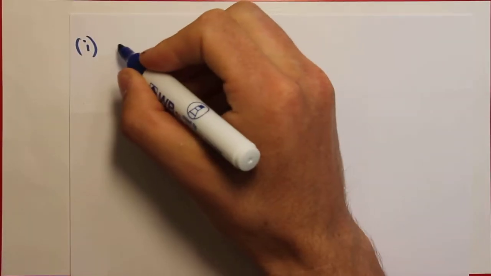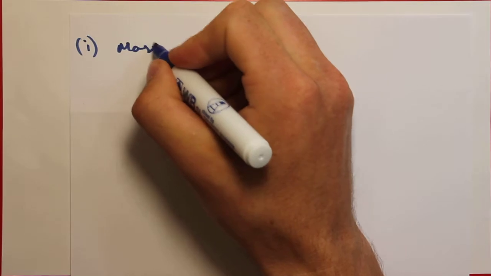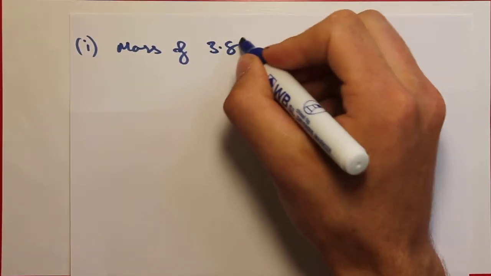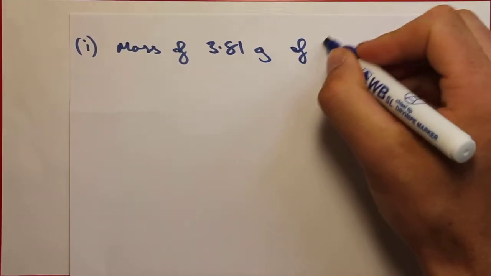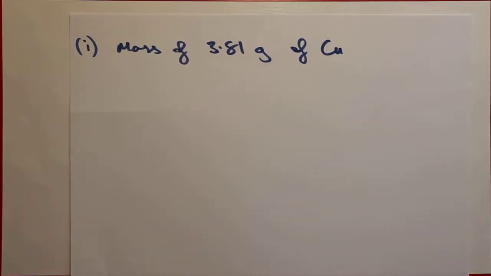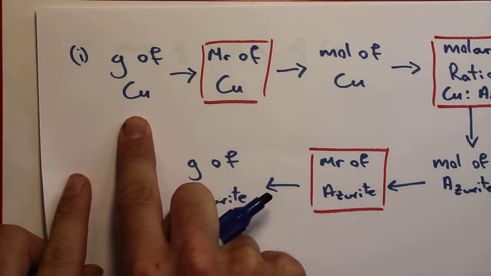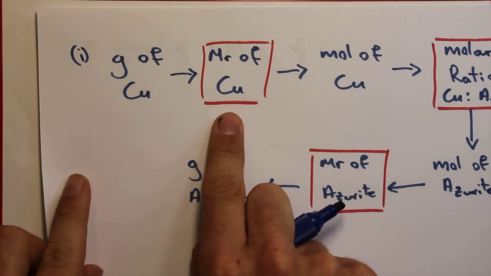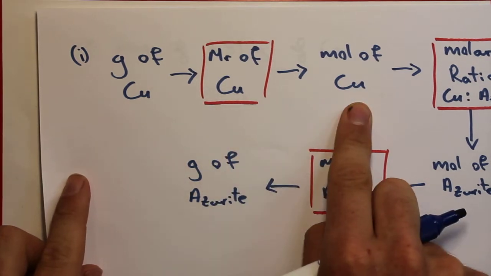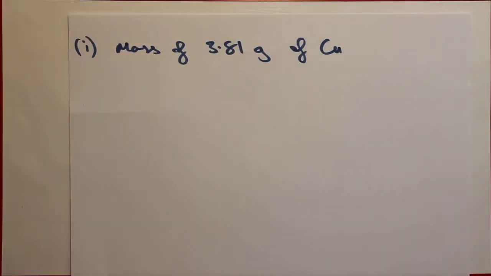Okay, so the first part. We're told that we have got a mass of 3.81 grams of copper, and we're looking for the number of grams of azurite that will be contained in that. So we've got this step. Now we're going to use the relative atomic mass of copper to find the number of moles of copper that we have. So let's do that now.